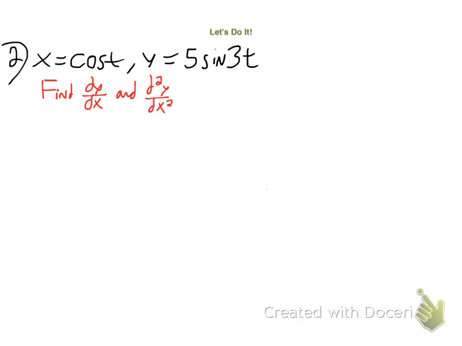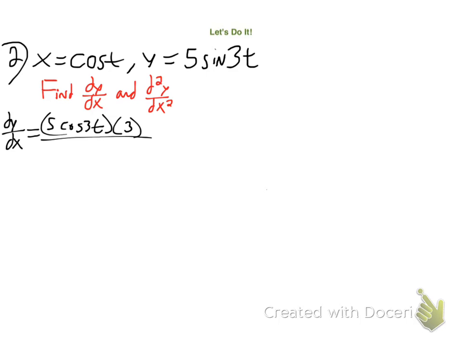Okay, so finding the first derivative, dy/dx, is the first thing I'll do. This is pretty simple. We just have to remember the formula. The first derivative is dy/dt in the numerator, and in the denominator is dx/dt. First we have the derivative of y, the derivative of 5 sine 3t. That requires a chain rule. So first 5 cosine 3t, and then you also have a 3 that pops out, okay?